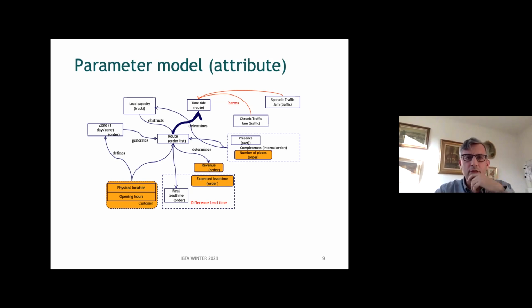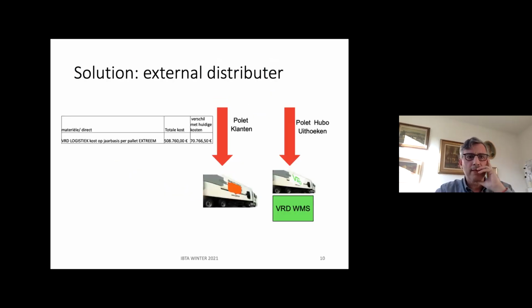Okay, this is an example of what I called first model attribute or parameter modeling. The solution, in fact, was very simple. Eliminate the idea of the need of a zone. Why? Because we started looking at, suppose you would work with an external distributor, and in fact, we calculated how much money it would cost to work with external distributors and not do it yourself, which would be a more TRIZian way of looking at it.